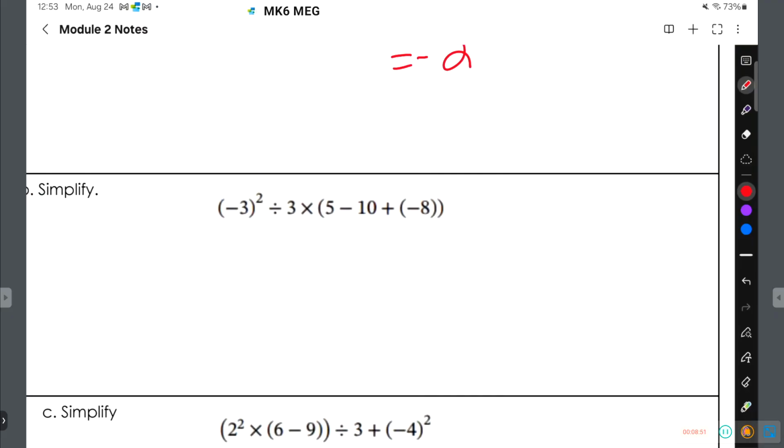Let's try problem B. Put it into your calculator. Parentheses, -3, parentheses, exponent, 2, arrow, divided by 3, times, parentheses, 5, minus, 10, plus, parentheses, -8, parentheses. Enter. Yes, you're doing the second one. Let's see what you get.